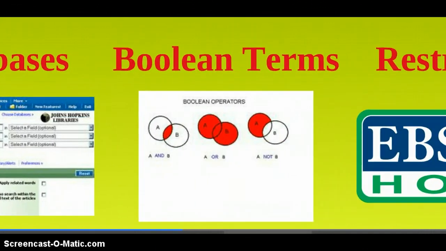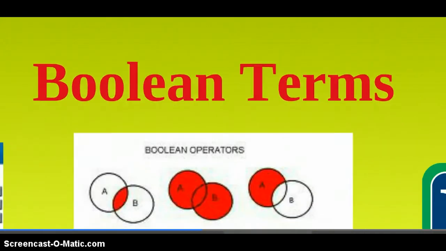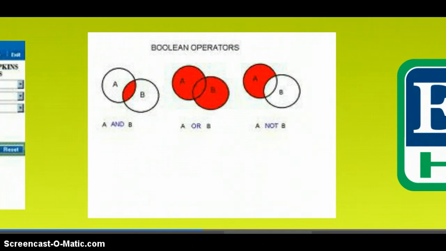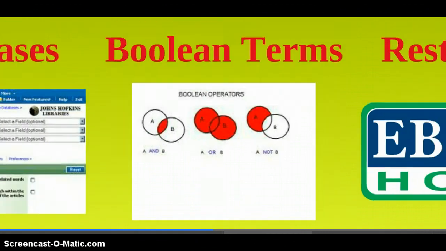Keep in mind the Boolean terms and, or, and not. And will reduce your sources to sources that include both of your search terms, or will include all sources that mention one or the other of your search terms. And if you use the word not, it will exclude one of the search terms.